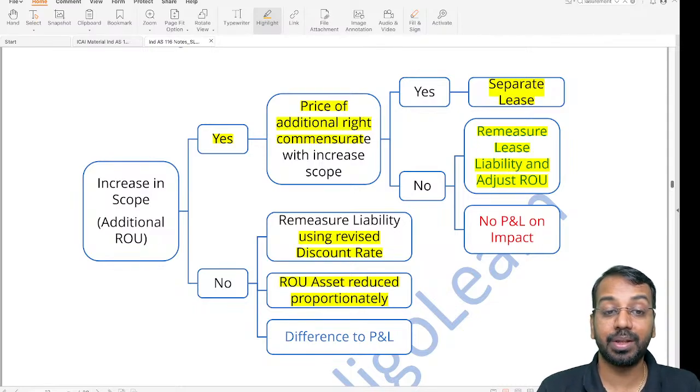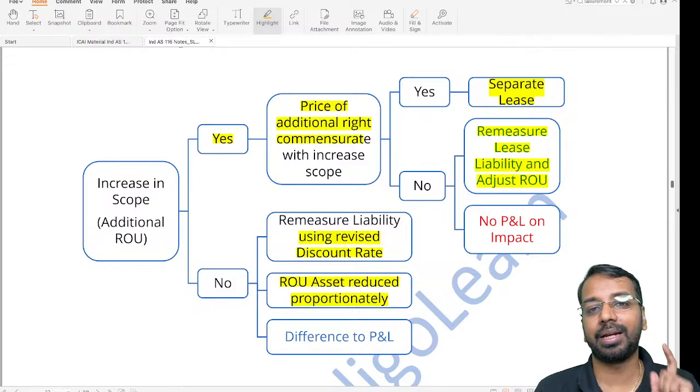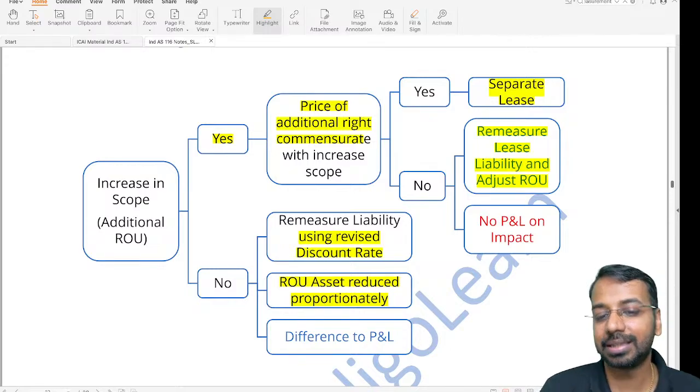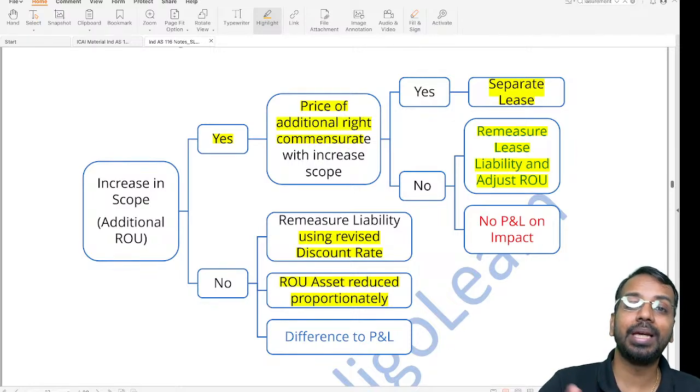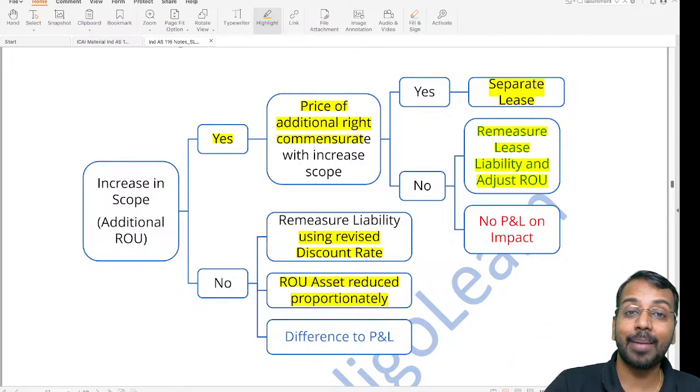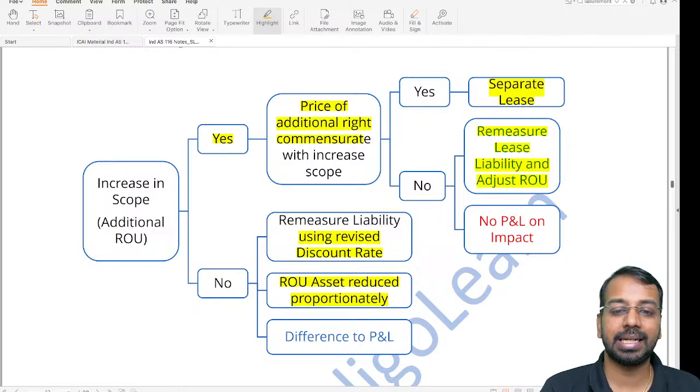Increase in scope, yes. Price commensurate, yes: separate lease. Increase in scope, yes. Price is not commensurate: remeasurement of lease liability and ROU asset, with no P&L impact, because in the earlier question also, whatever amount was charged to lease liability, the same amount was adjusted to the right of use asset itself.